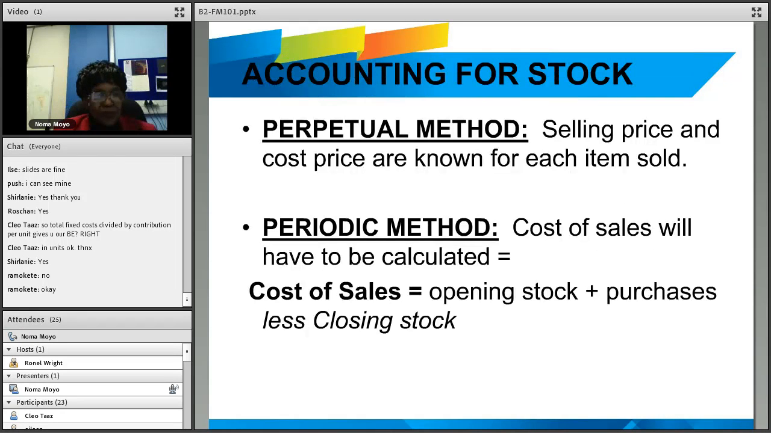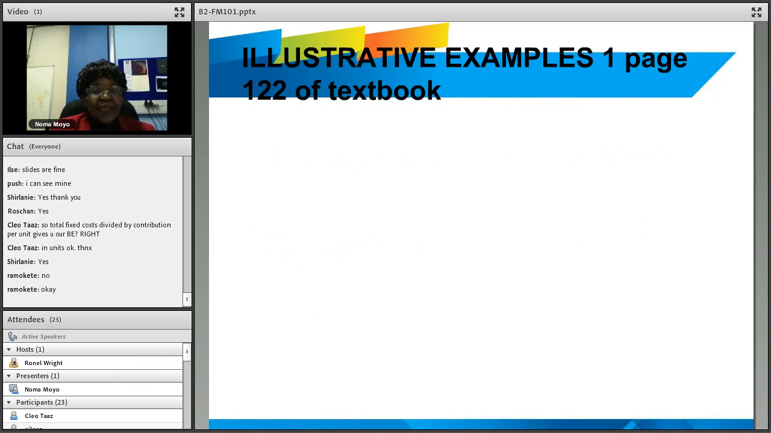Then what is input VAT? Is paid by a supplier for goods bought for the business. Output VAT is what is charged by a vendor to customers. What customers pay to you is what is called output VAT. What you pay to your own suppliers is input VAT. VAT payable is the difference between these two. Let's look at illustrative example on page 122 of your textbook.